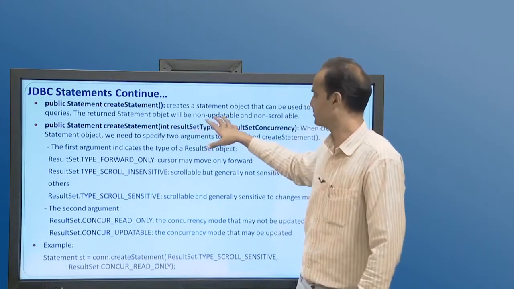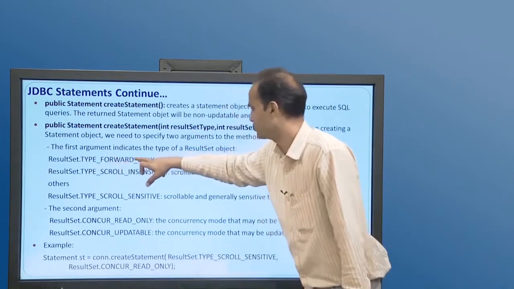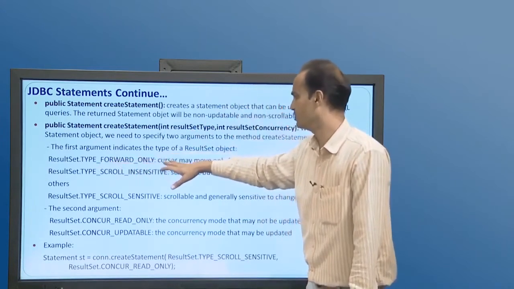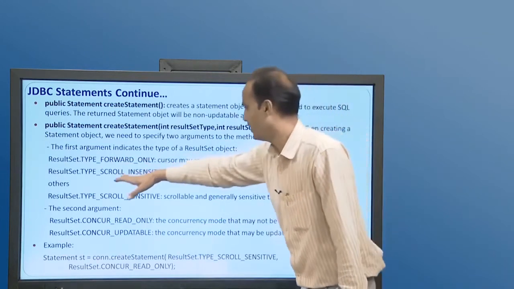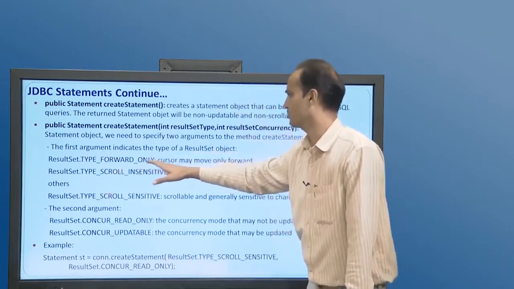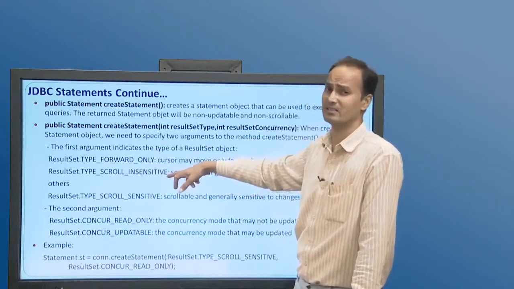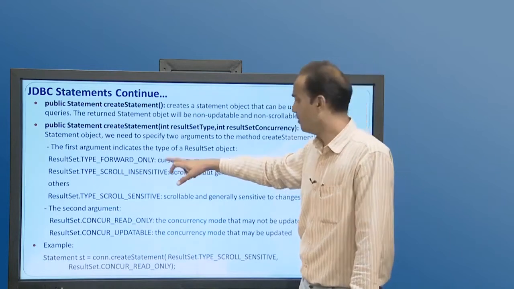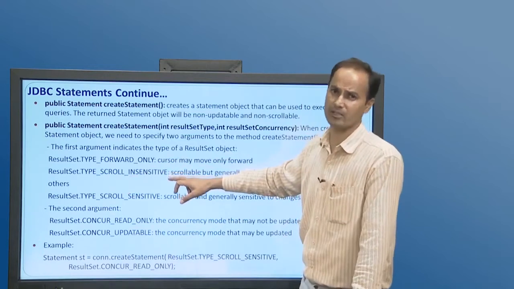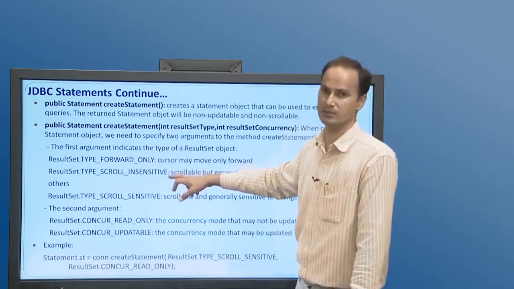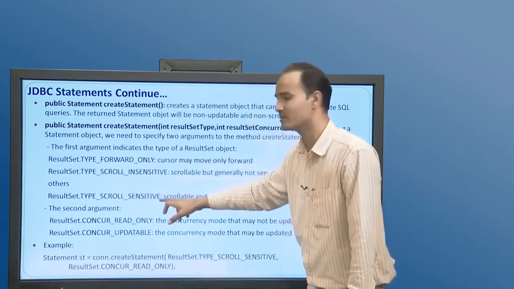One is result set type. In result set type you can pass either ResultSet.TYPE_FORWARD_ONLY, which provides a cursor that moves forward only. You can pass ResultSet.TYPE_SCROLL_INSENSITIVE. What does it mean? It indicates that the returned result set will be scrollable, but it is not going to be affected by update statements; it is insensitive. And the third constant is ResultSet.TYPE_SCROLL_SENSITIVE.